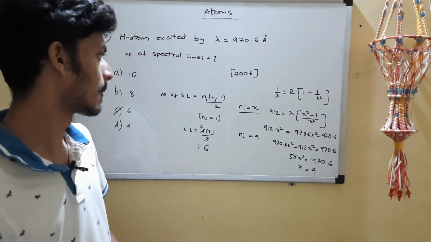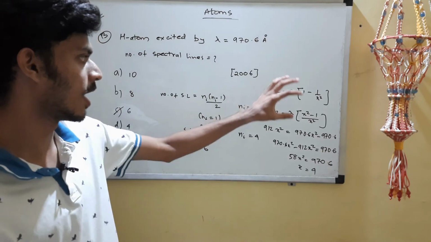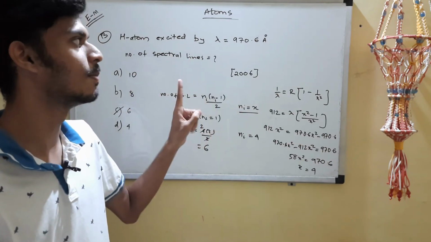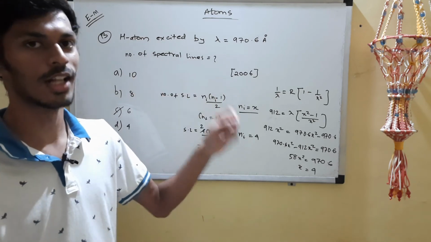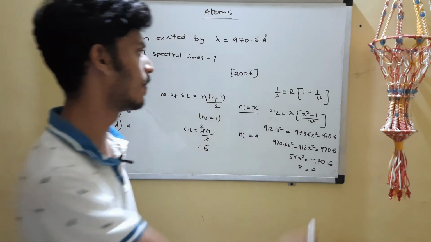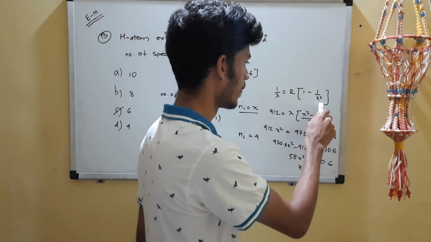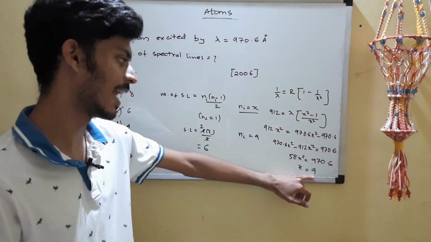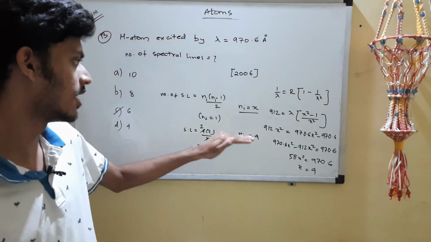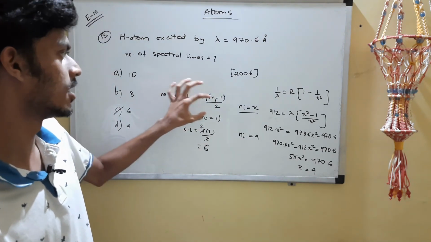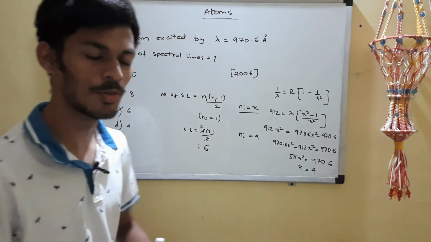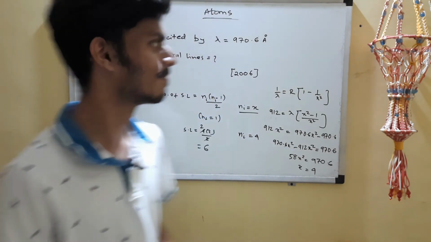So we just use this formula. We first of all assume that nf is 1, because we assume that the atom will come to its ground state, and then keeping n initial as x, we solved this equation, we found the value of x, and that x is our n initial, and that n initial we substituted over here and got the answer. Let's move to the last question for the day.